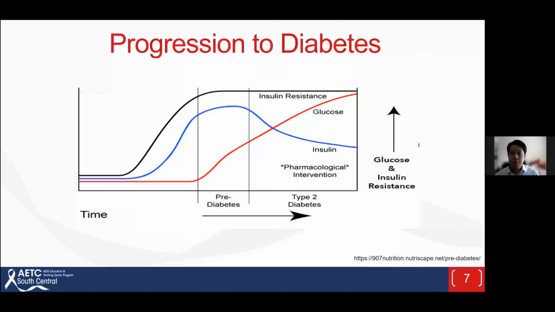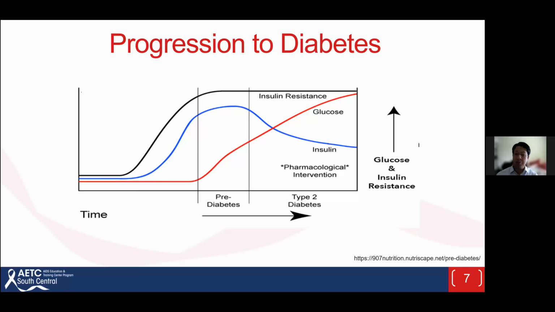So when we talk about the progression to diabetes, really it starts out with insulin resistance. And when we talk about insulin resistance, basically we're saying, hey, our pancreas is spitting out insulin, trying to get rid of this glucose, but the rest of the body, the liver, the fat tissue, the muscle tissue, is saying, hey, I'm full. I don't have any more room for this. So I'm going to start putting up roadblocks. And so we have more glucose in the system.